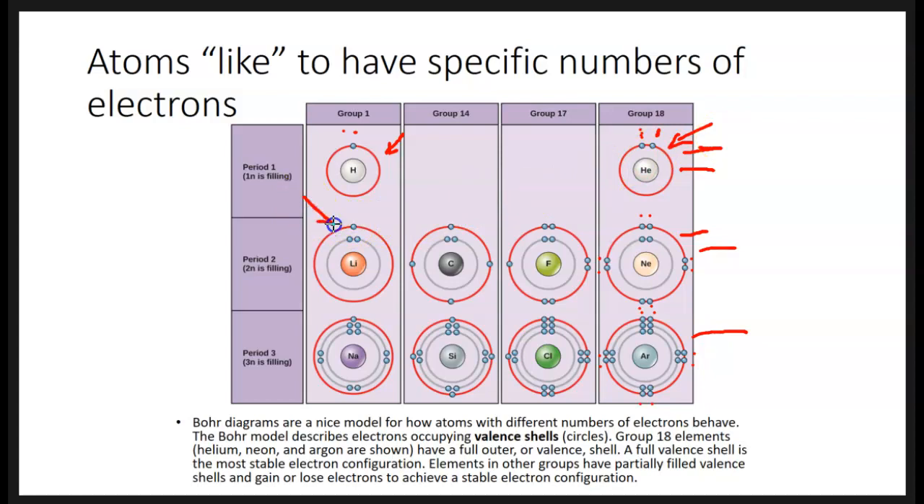Atoms at the beginning of the period, things like lithium, which has 1 electron in that outer shell and wants 8, or things like fluorine, which has 7 in that outer shell and wants 8, are very chemically reactive.